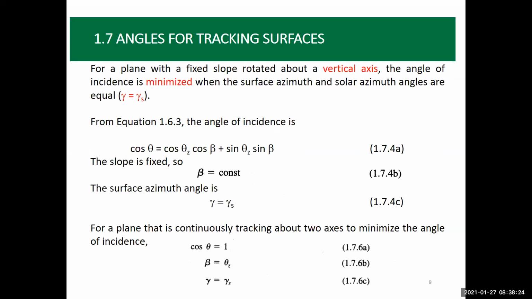What if it's a vertical axis? In case of rotating around the vertical axis, the cosine theta, or the angle of incidence, is cosine theta z cosine beta plus sine theta z sine beta, where beta is constant because we said it's a vertical axis. And gamma is equal to gamma s. These are additional expressions in case we have a continuously tracking surface which is being adjusted.